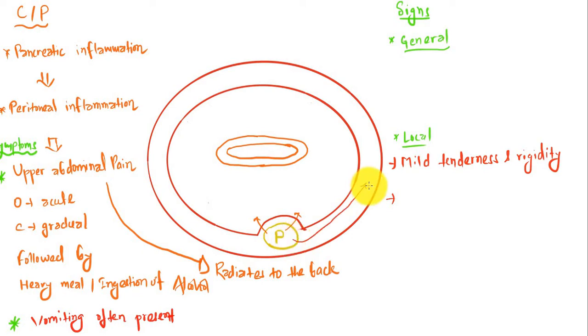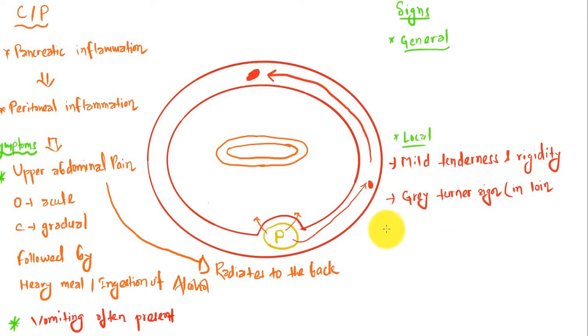So the blood trickles through this extraperitoneal space to the loin, giving Grey Turner sign. There will be bruising in the loins. There will be bruising around the umbilicus due to the blood. This is known as Cullen's sign, which is around the umbilicus.